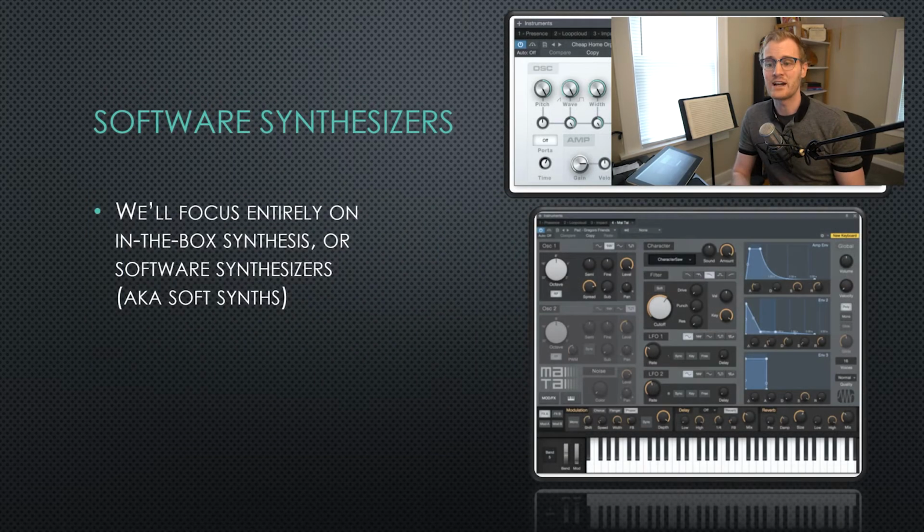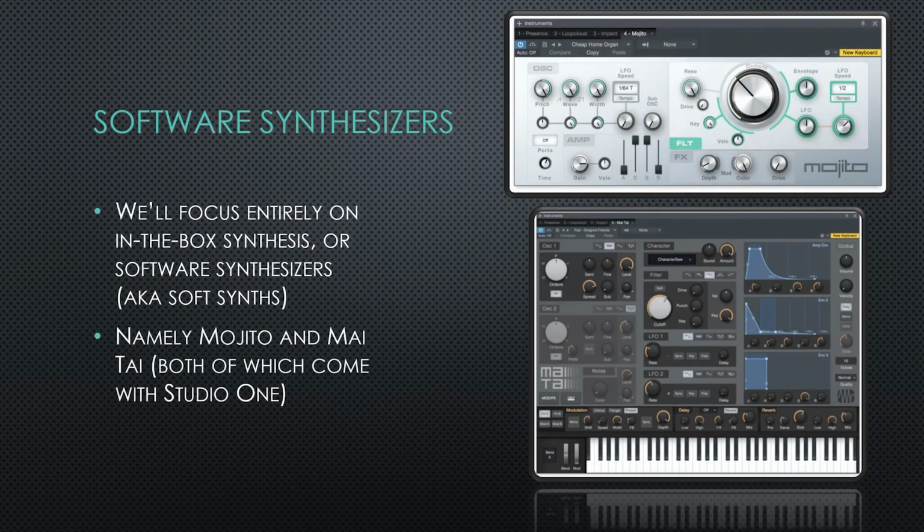We will focus entirely on in-the-box synthesis or software synthesizers, which are also sometimes just referred to as soft synths. Namely, Mojito and Mai Tai. Those will be the two we look at. They come with Studio One. Over on the right, we have an image of Mojito on top and then Mai Tai on the bottom.